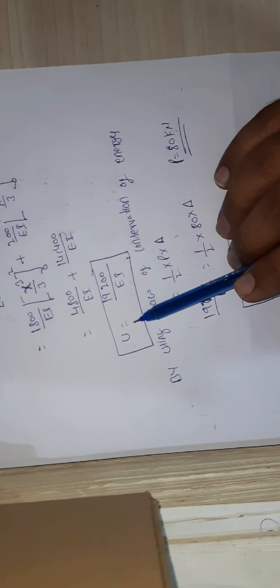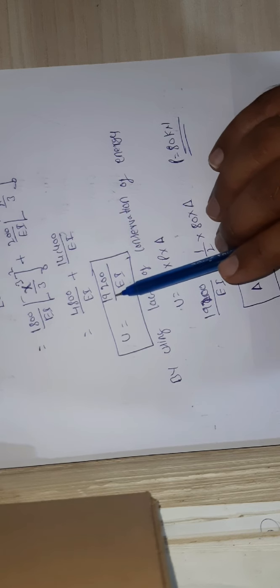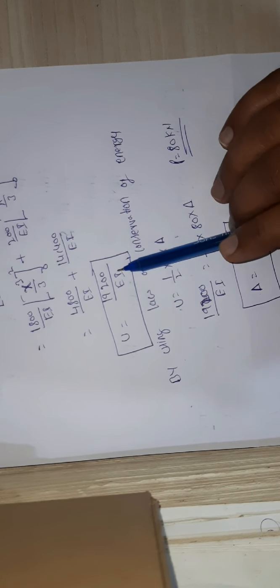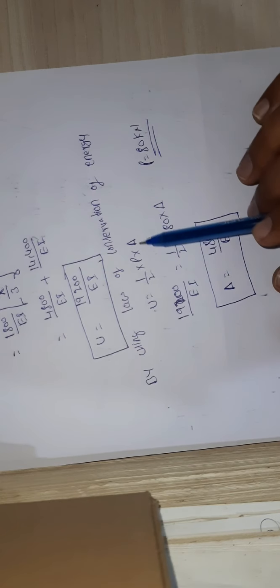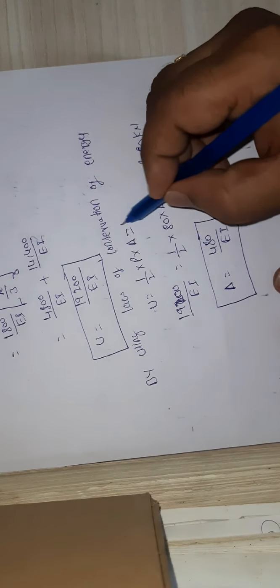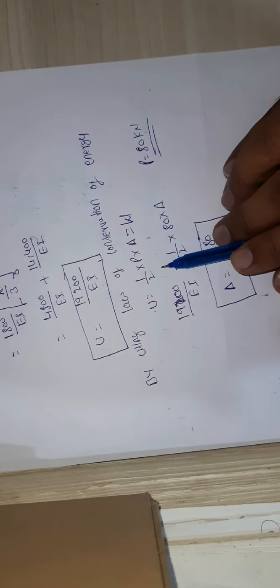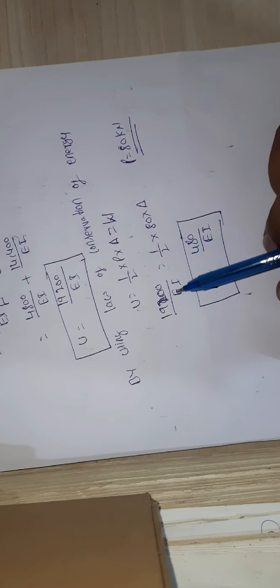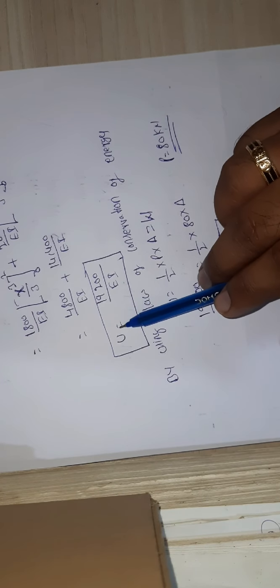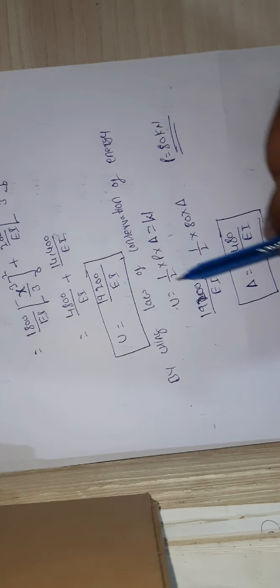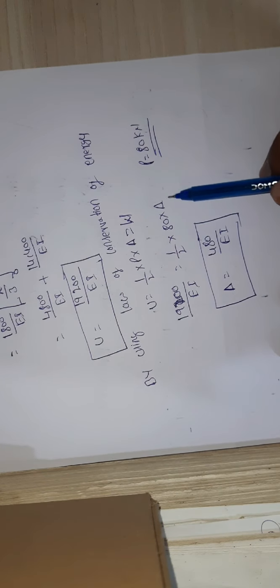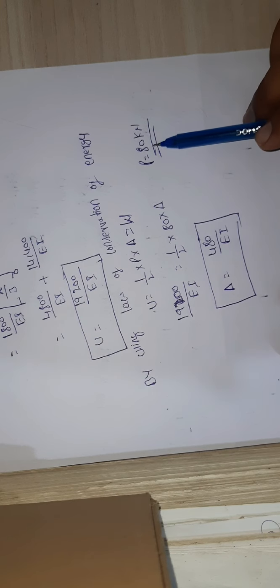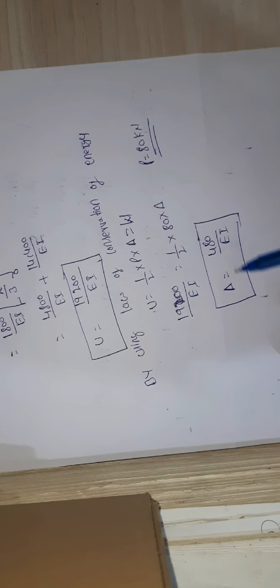U equals how much? 19,200 by EI. Then by using the law of conservation of energy, U equals the external work done. What is the external work done? W equals half into P into delta. So the total strain energy I got, 19,200 divided by EI, equals half into 80 into delta. Here P is the given load, 80 kilonewtons. So find out delta. Delta equals 480 by EI.